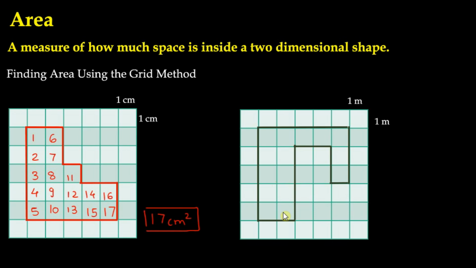Okay, so there are 1, 2, 3, 4, 5, 6, 7, 8, 9, 10, 11, 12, 13, 14 and 15 small squares inside this shape. Hence, the area of this shape is 15 square meters and we write it as 15 meter squared.